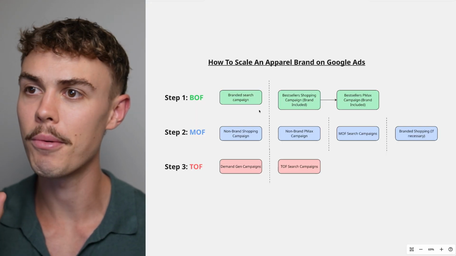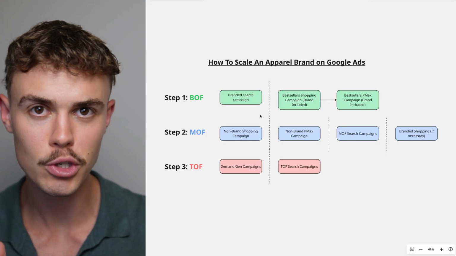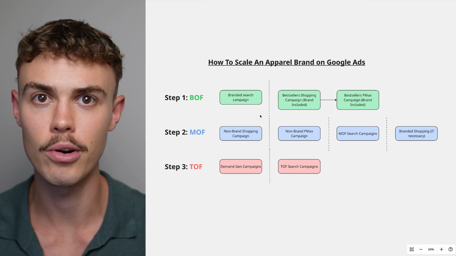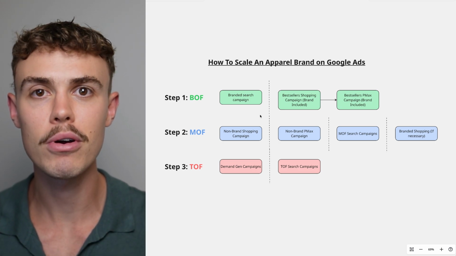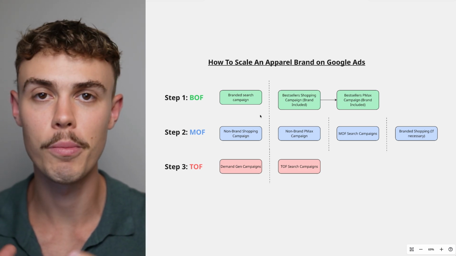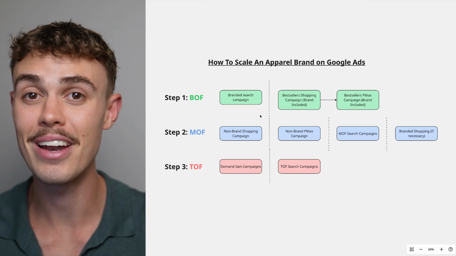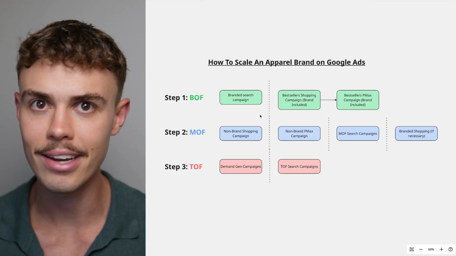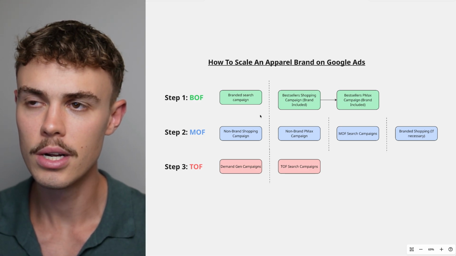But until then, I'm going to walk you through the general fundamental process for scaling an apparel brand on Google Ads. And it is a very, very simple process. You just got to make sure that you do it right, and then you will not waste any money. You'll make sure that you validate your market first and then you scale, which is the only way to run any kind of advertising platform. So let's get right into it.